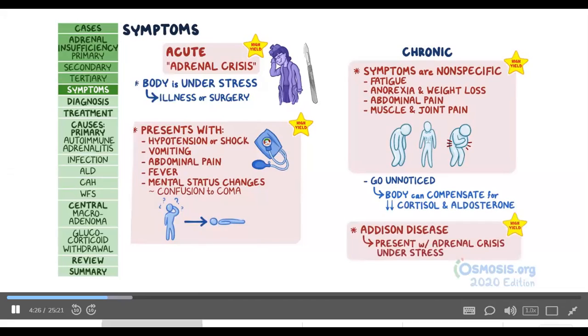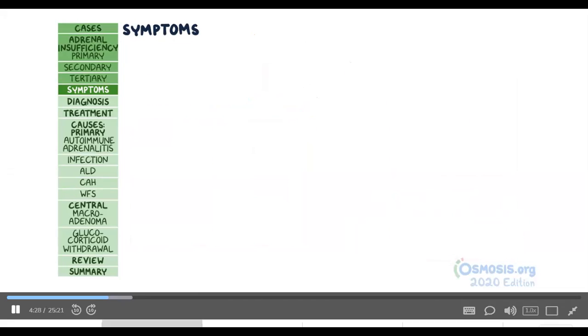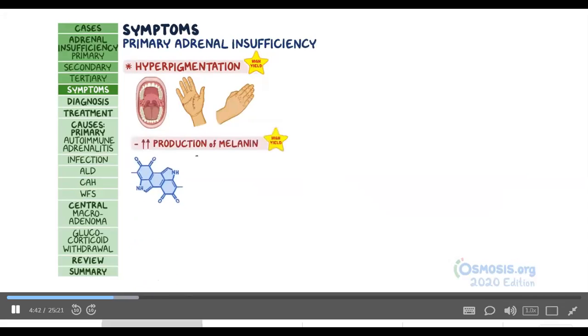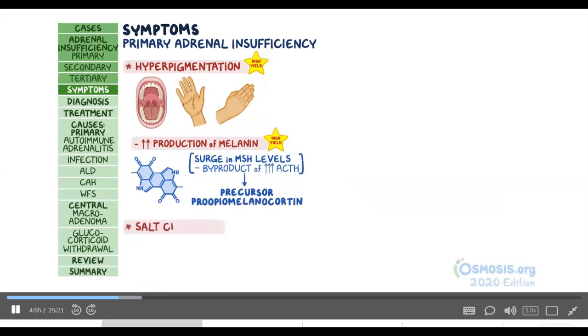All right, moving on. There are some symptoms specific to each type of insufficiency as well. In primary adrenal insufficiency, you need to know that there's hyperpigmentation, especially around the oral mucosa, palmar creases, and knuckles. Hyperpigmentation is caused by increased production of melanin due to a surge in melanocyte-stimulating hormone, or MSH, levels. This is because MSH is a byproduct of increased ACTH production since both have a common precursor called proopiomelanocortin. There can also be a salt craving if aldosterone is deficient.